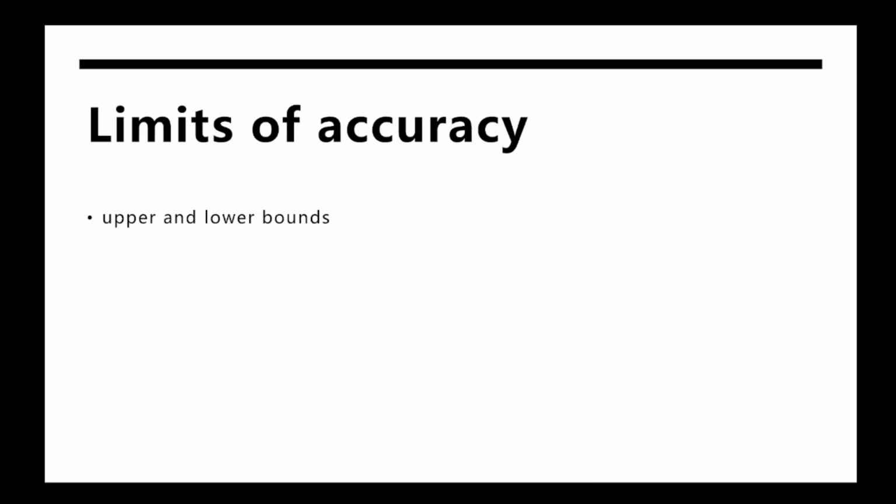Limits of accuracies. When we're doing physical measurements, there will be an uncertainty. For example, when you're using a ruler to measure a pencil, the ruler is only precise down to 0.1 centimeter. So your uncertainty will be half of the minimum measurement, which is 0.05 centimeter. This is plus or minus. This is the uncertainty for your measurement.